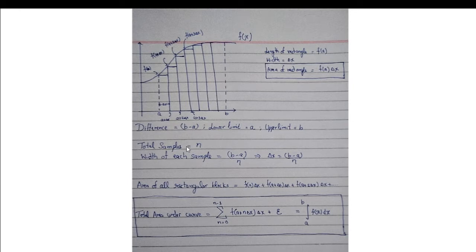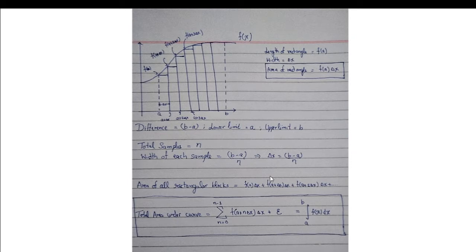So if there are n samples, the width of each sample is just simple mathematics: B minus A divided by n, and we denote that by delta x equal to B minus A by n. So this width is delta x, and this is B minus A by n.